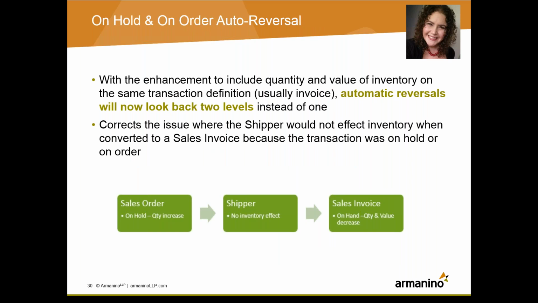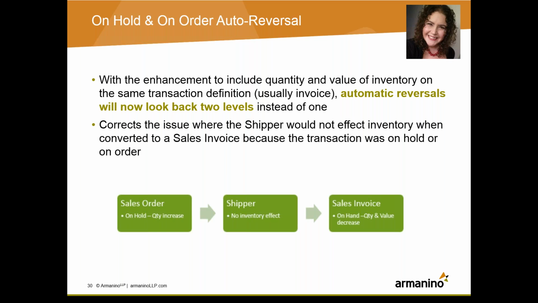On hold and on order auto reversal. This is an inventory update primarily for the integration with both order entry as well as purchasing, if you have inventory transactions going through those. Previously, we've seen a lot of updates to the inventory in terms of now not allowing negative inventory and combining the quantity and the price of the inventory onto one transaction definition. Because that is now included all together, the automatic reversals had previously looked back one level.